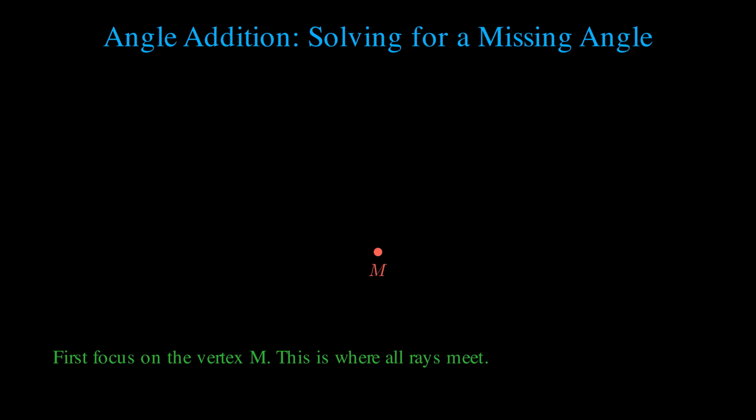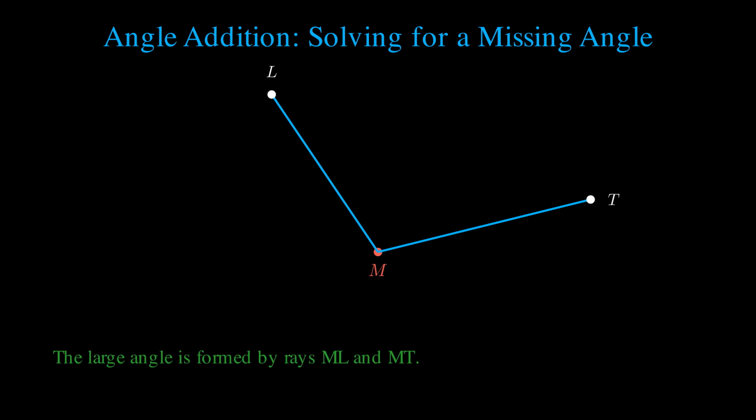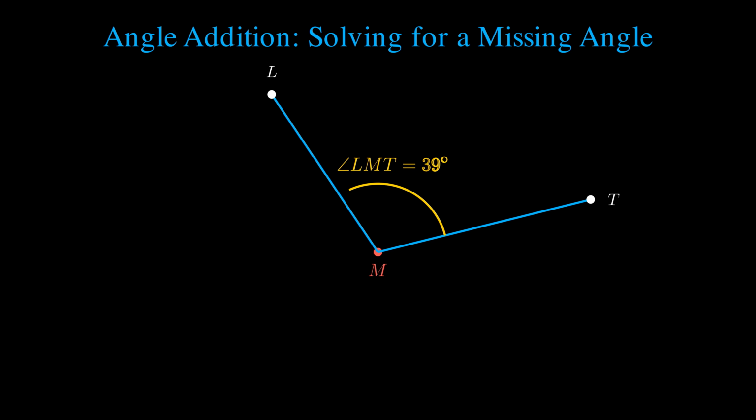Let's learn how to solve for a missing angle using the angle addition idea. First, focus on point M. This point is called the vertex because all of the rays start from this location. So everything we're studying today happens around this one point. Next, look at the two outer rays, one going toward point L and the other going toward point T. These two rays form the large angle. And we are told that this entire angle measures 39 degrees. So that is the total amount of angle we are working with.